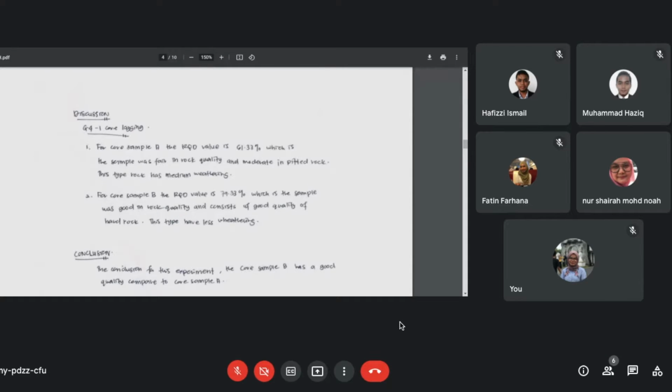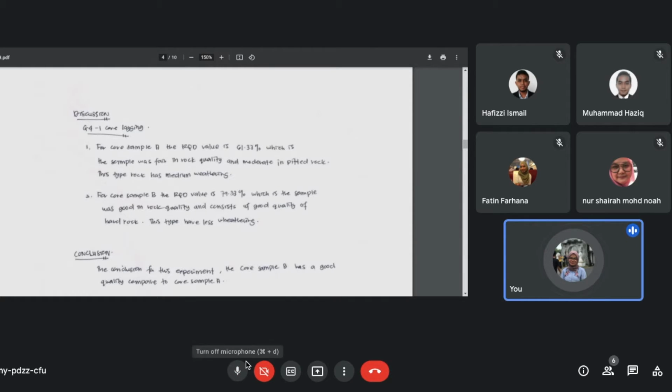Assalamualaikum. My name is Nur Syairah binti Muhammad Noah, and I continue with the discussion. For this experiment, for sample A, the RQD value is 61.33%, which means the sample was fair in rock quality and moderate in pitted rock. This type of rock has medium weathering. For sample B, the RQD value is 79.33%, which means the sample was good in rock quality and consists of good quality hard rock. This type has less weathering. For the conclusion, I pass to Zamira. Thank you.